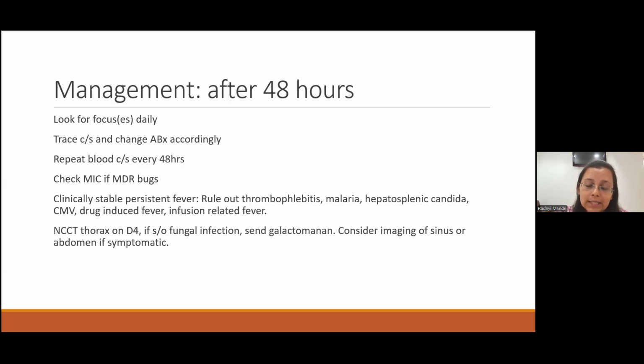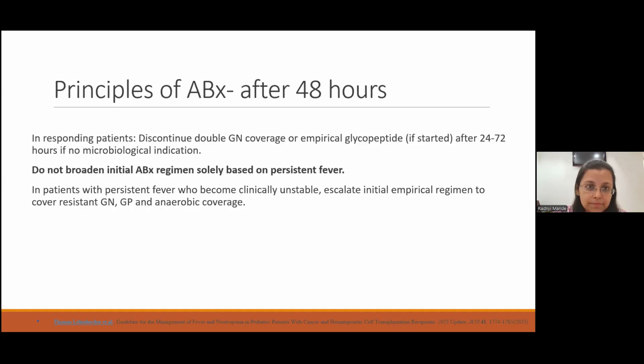So if a child is clinically stable with persistent fever, in that case, you rule out thrombophlebitis and any other cause of fever like hepatosplenic candida, infusion-related fever, drug-induced fever, CMV. But if the child is unstable, looking sick, then at that time you have to escalate antibiotics. Then day 4, if the child continues to have fever, what we do is NCCT thorax to look for fungal infection. And as I said, we have to consider imaging of sinus or abdomen only if the child is symptomatic.